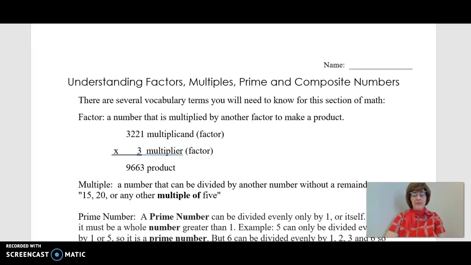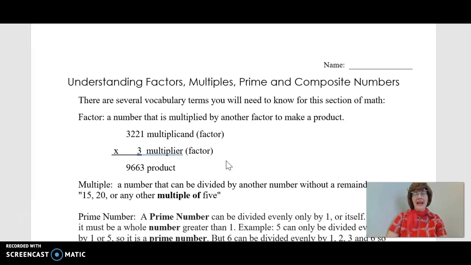A factor is a number that is multiplied by another factor to make a product. For example, if we are looking at a standard multiplication algorithm here, the first one, our multiplicand, is a factor. Our second, the multiplier, is also a factor. A great teacher explained it to me saying that factors are like factories, they produce products. So these together make the product.